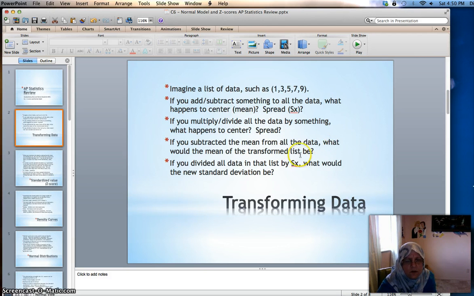Okay. What if we were to subtract the mean from all of the data? What would the mean of the new list be? Well, when we added 1, the mean went up by 1. So if we subtract the mean, the mean would go down by the mean. So we'd have a mean of 0.